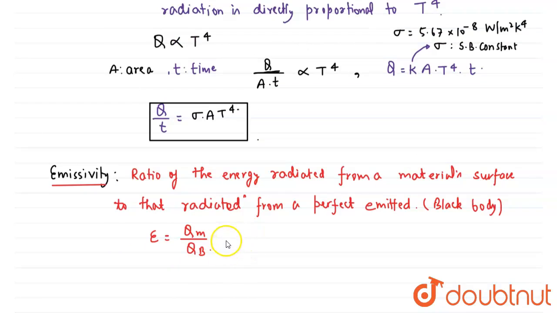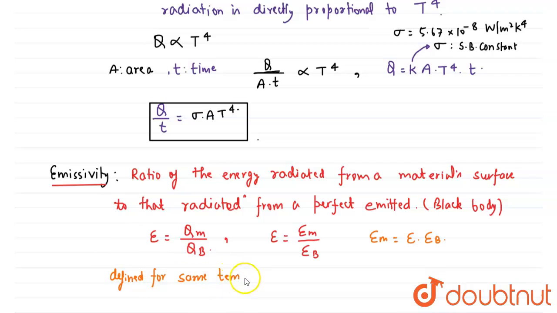And our question is what is the emissivity of a material? If you want to write it in terms of emissivity, we can write emissivity of material divided by emissivity of a black body. Then the emissivity of a material will become emissivity into emissivity of a black body. And this emissivity is defined for the same temperature and wavelength.